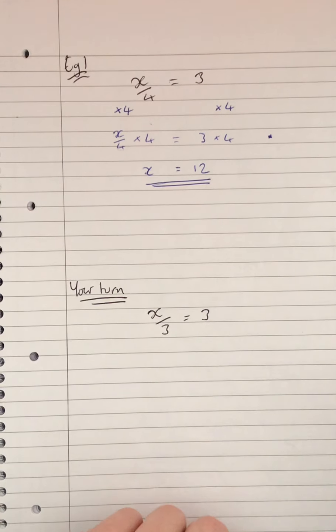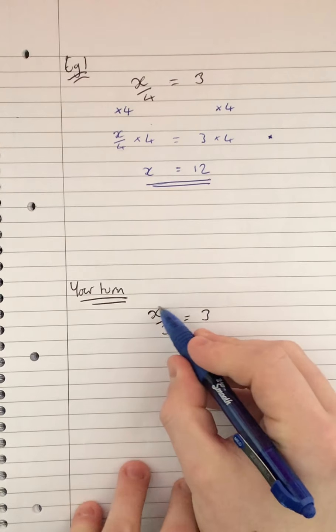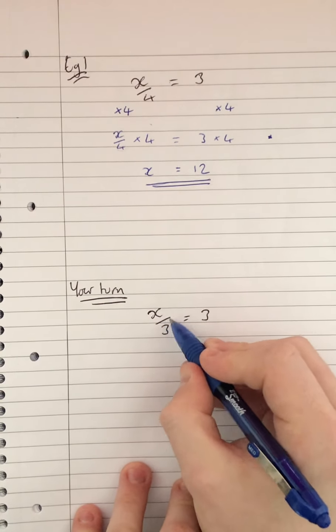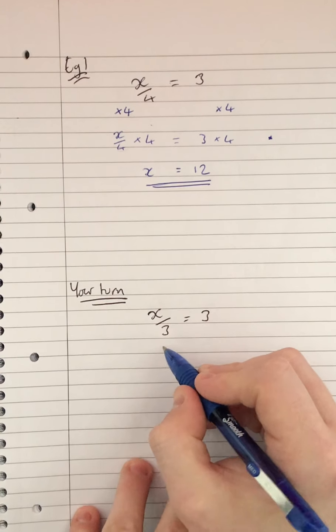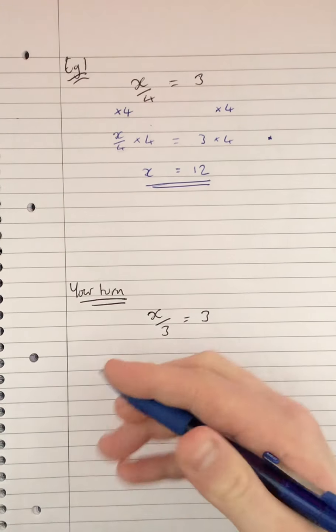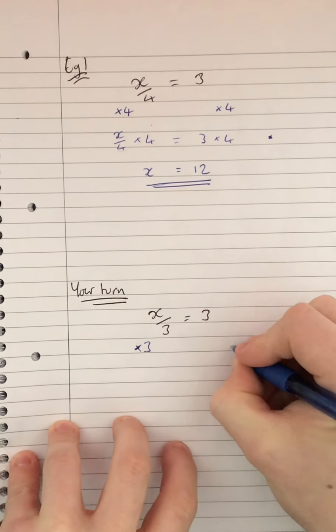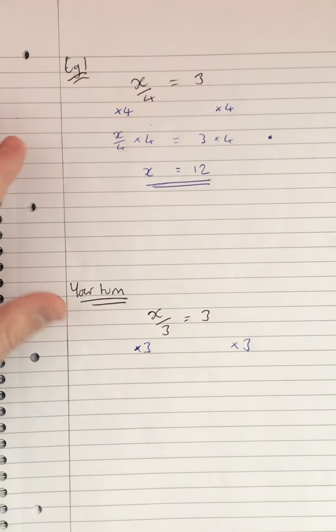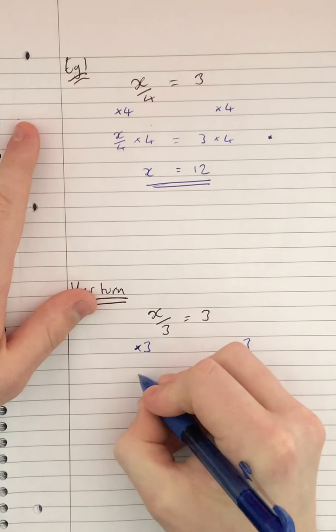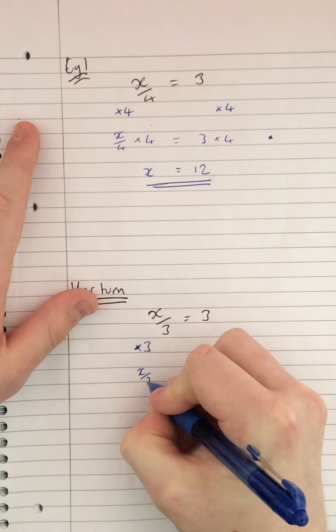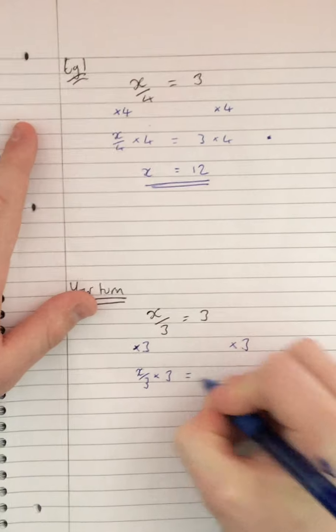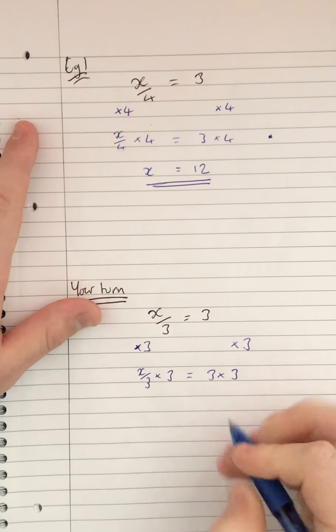Okay guys, hopefully you've had a good go at that. We have shared x into 3 equal parts. So to make x whole again, okay, we're going to have to multiply by 3. And if we multiply one side of the equation by 3, we must do the same to the other. So we've got x over 3 times by 3 is equal to 3 times by 3.